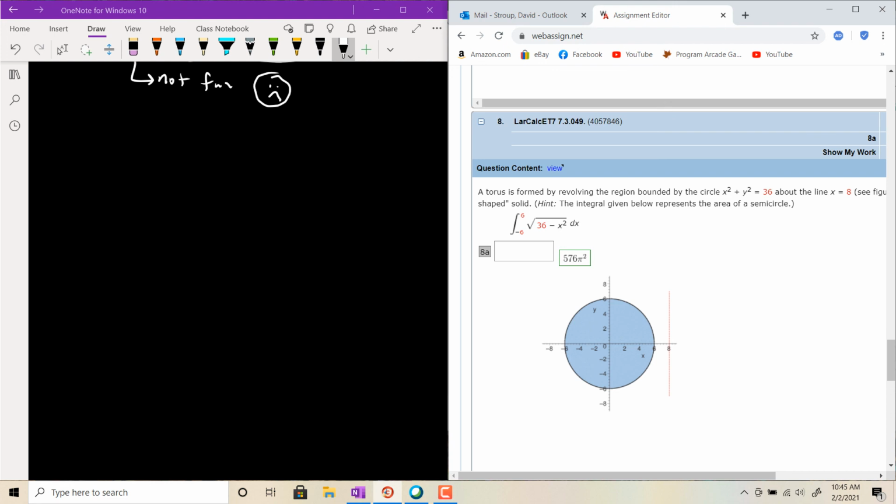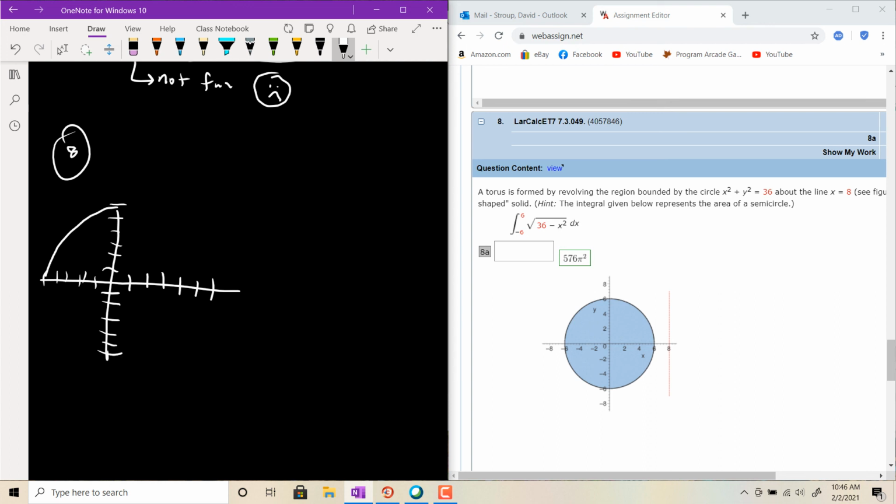Okay, this is number 8 in WebAssign. And we have a circle, x squared plus y squared equals 36. So it's a circle with radius 6. 1, 2, 3, 4, 5, 6. It's going to be an ugly circle. We want to rotate it about the line x equals 8: 6, 7, 8.